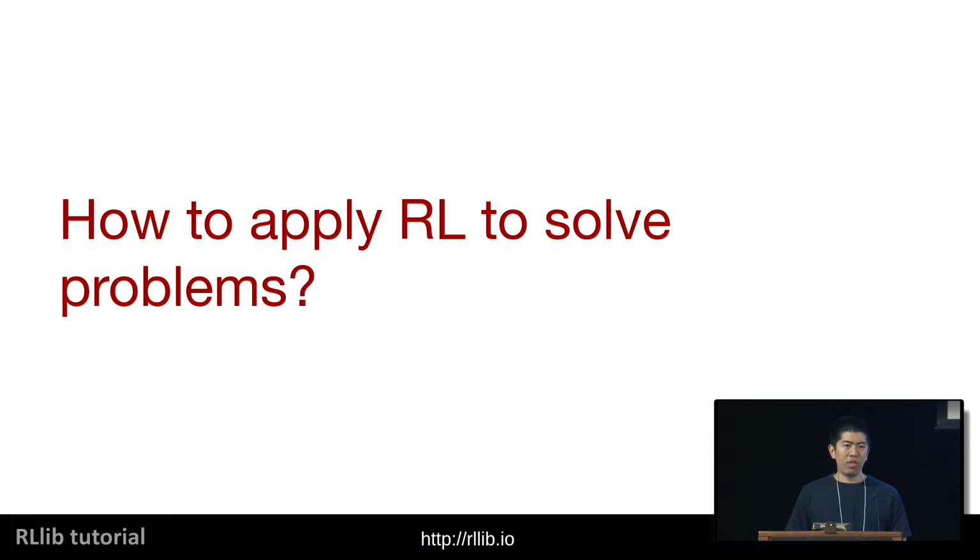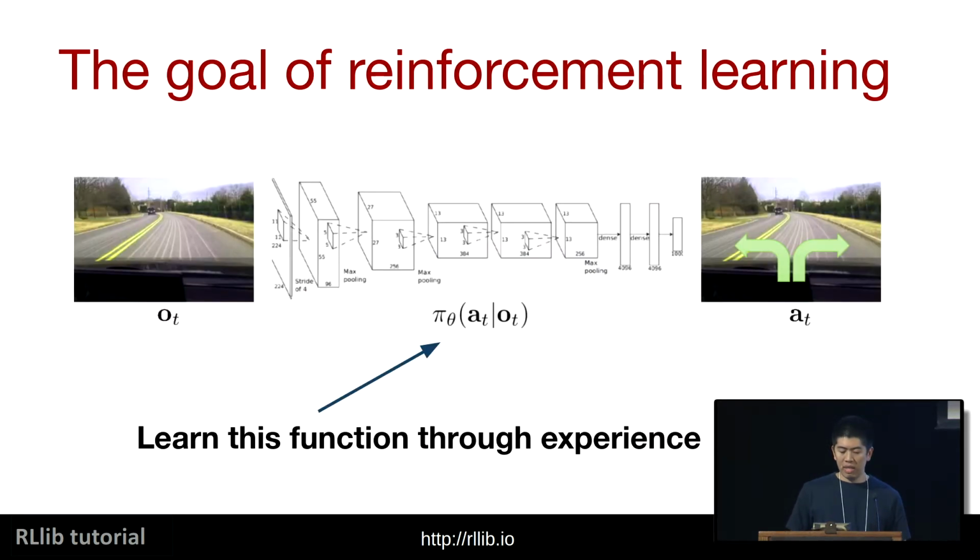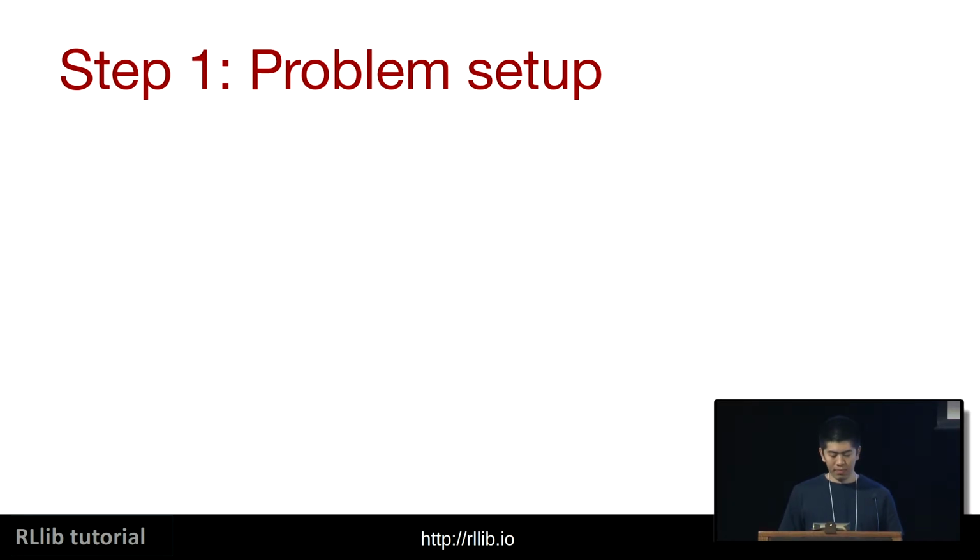So before we go into tutorial, how do you actually use RL to solve your problems? Well, as a quick reminder, the goal of reinforcement learning is to learn a policy function, here the pi theta function in the middle, that produces an action given some observation. So in this example, you have as an input some observation. If you're trying to train some racing car or something, it might be an image of what the car is seeing, and the action might be turning left or right.